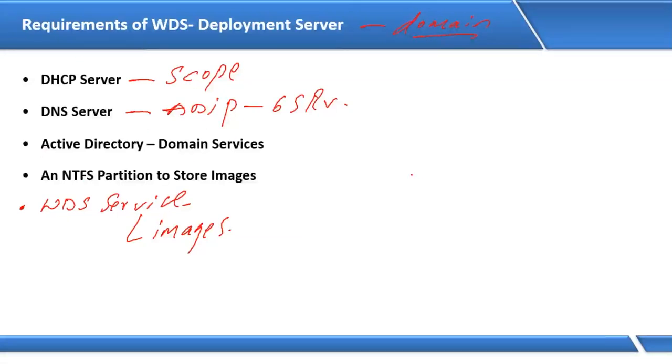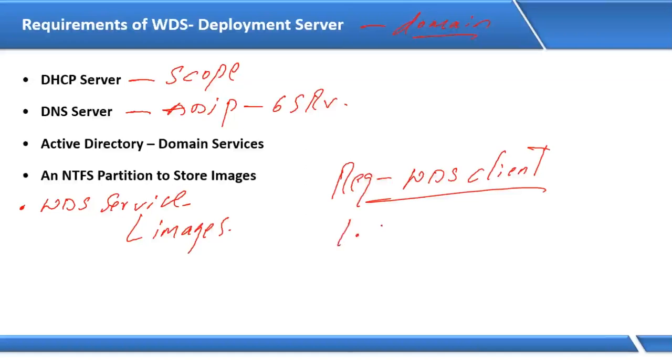Now what is the requirement of the WDS client? WDS client means the machine which is taking the operating system from the WDS server. That is called the WDS client. On the WDS client, only one requirement is there. We require one PC machine, and in this machine we require a NIC card. But try to understand first, then write down.